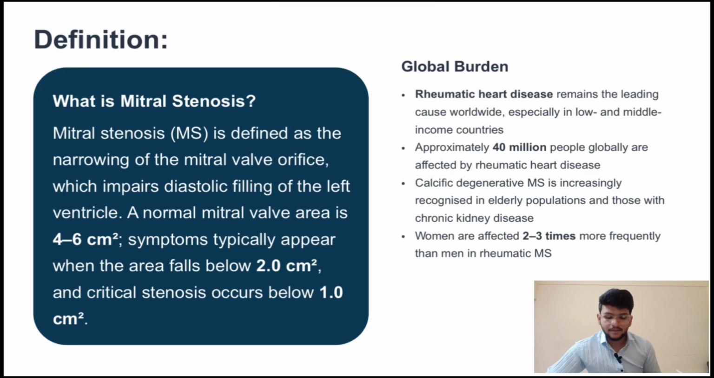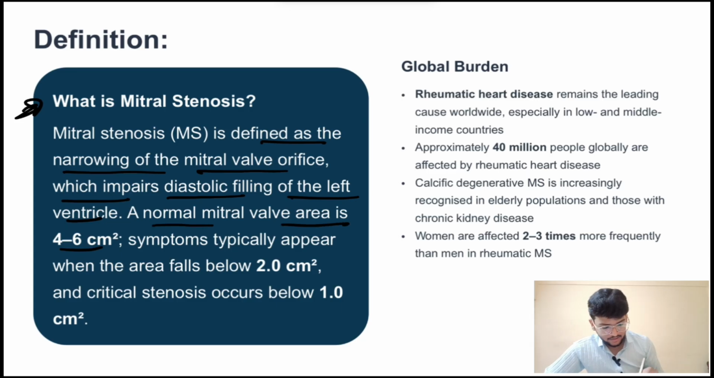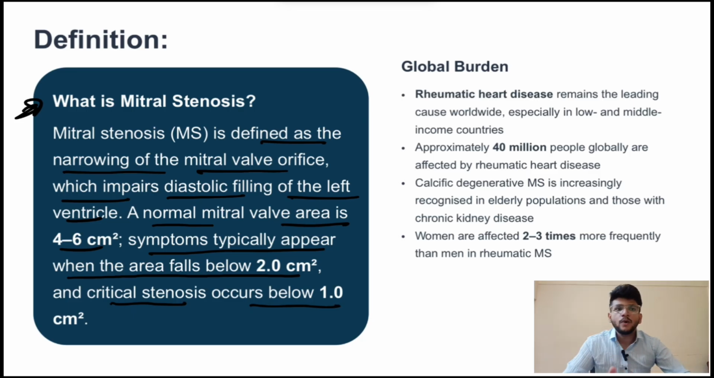Now let us define mitral stenosis. Mitral stenosis is defined as narrowing of the mitral valve orifice, which impairs the diastolic filling of the left ventricle. The normal mitral valve area is 4 to 6 cm square. Symptoms typically appear when the valve area falls below 2 cm square and critical stenosis occurs below 1 cm square. It is the narrowing of the mitral valve, the bicuspid valve present between left atrium and left ventricle, causing obstruction of blood flow from the atrium to the ventricle.